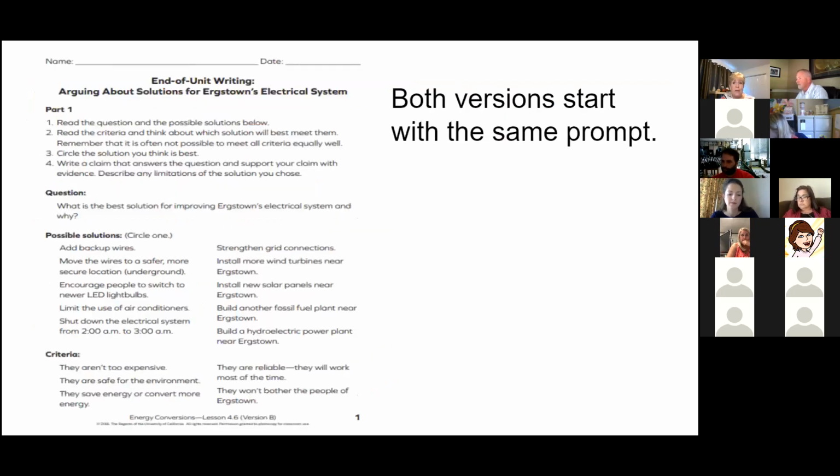Okay, so you see that with the fourth grade assessment, both of the versions are starting out with exactly the same prompt. In part 1, it gives the students directions about reading the question and the possible solutions to that question below. Then it asks them to also look at the criteria for the design and think about which solution they believe will best meet that. Then they're going to be circling on this page the solution that they pick and the criteria that they think it will match. Then they'll be writing a claim that answers the question, and they'll be supporting that claim with evidence. And you also want them to be able to describe any limitations of the solution that they've chosen.